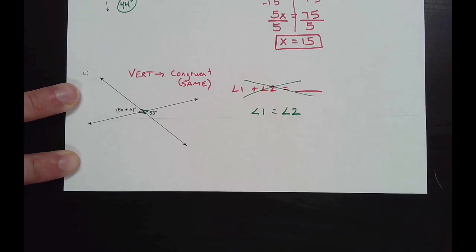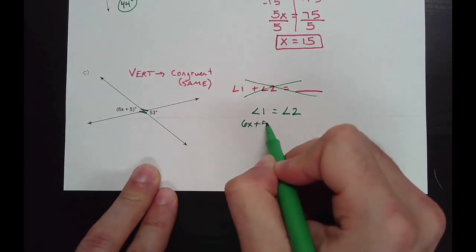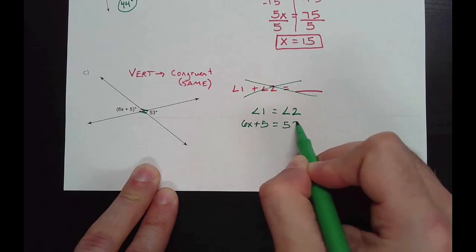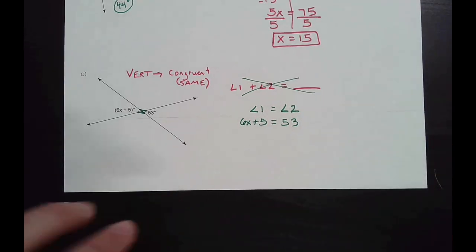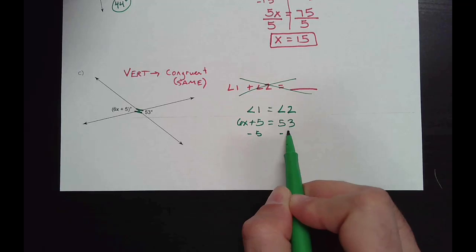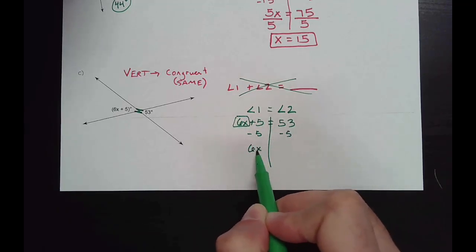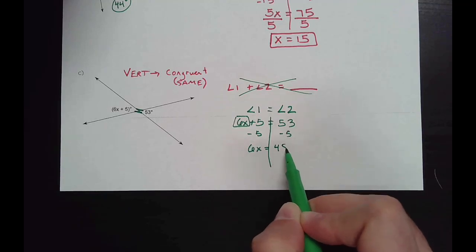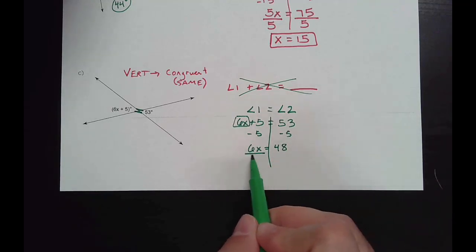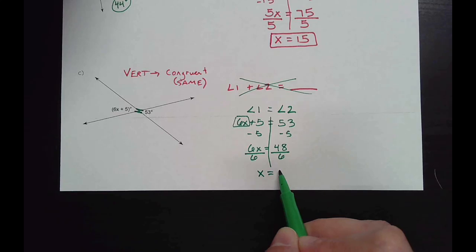6x plus 5 is equal to 53. Minus 5 minus 5. Oh, let me box that. 6x equals 48. Divide by 6. X equals 8.